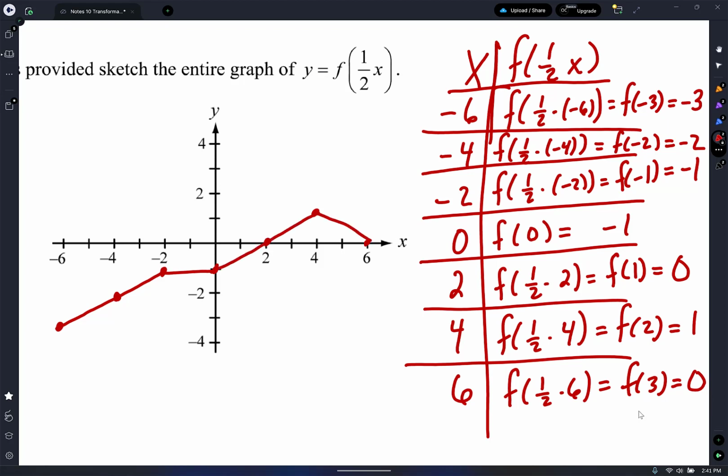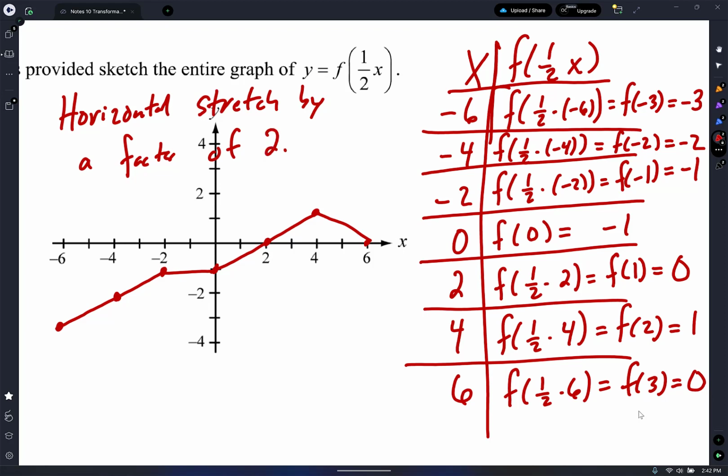What happened? It was a horizontal stretch by a factor of what? 2. Take the reciprocal of whatever the coefficient is in front of the x. So now you're no longer robots.